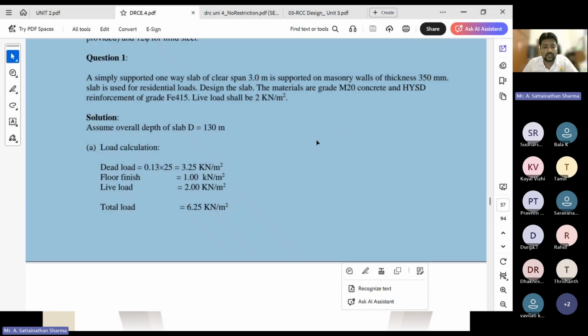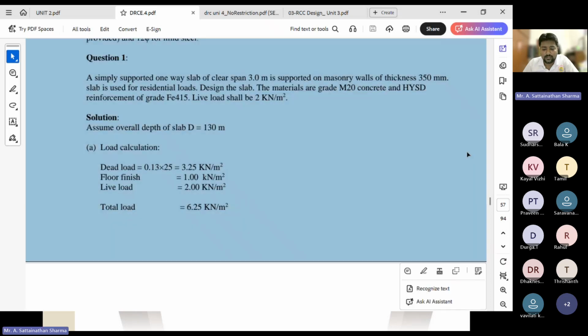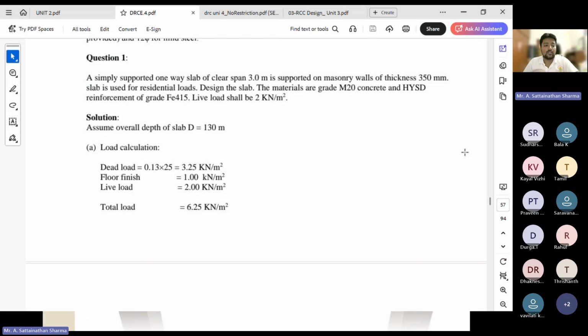The question is clear. What have they given? The support condition is given, simply supported. What type of slab is given, one-way or two-way? What is the span length? They have given 3 meters. The thickness of the wall they have given is 350. The grade of concrete is given. The grade of steel is also given. The live load is also given. So the necessary requirements, everything is given.